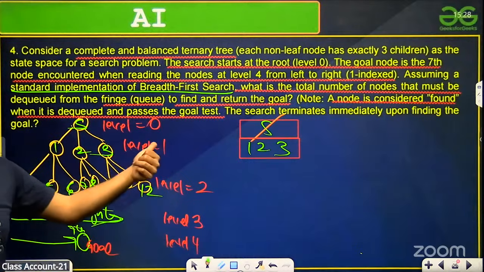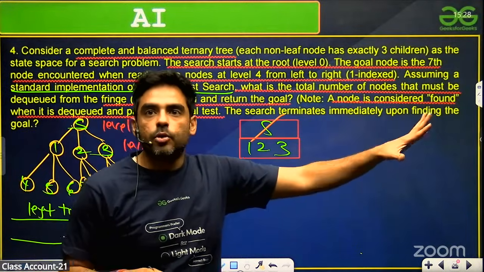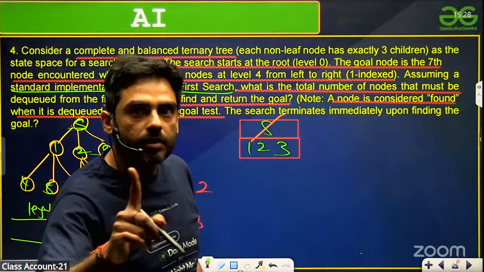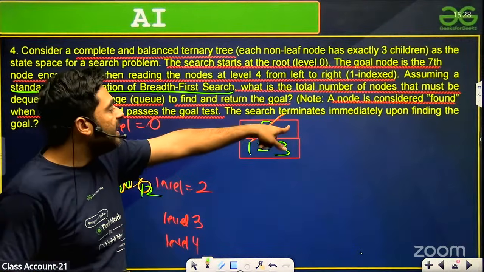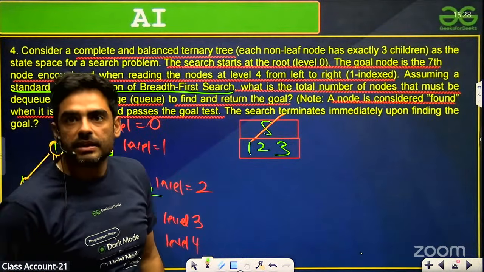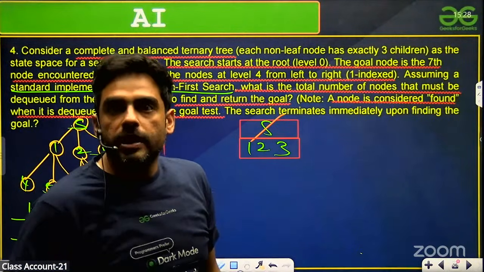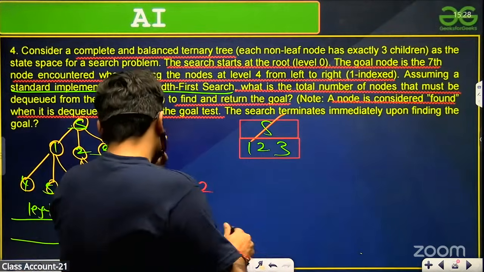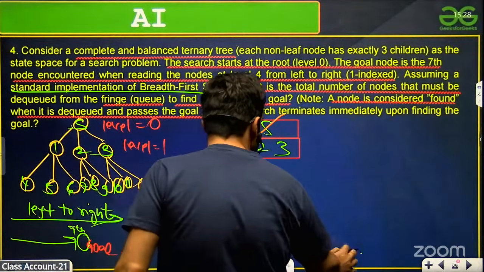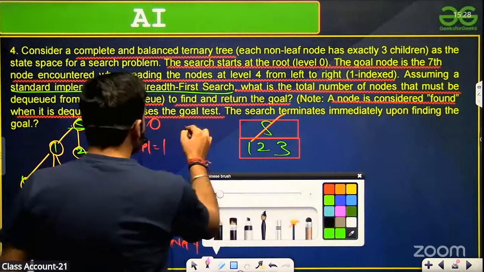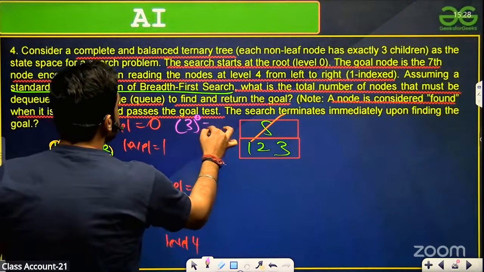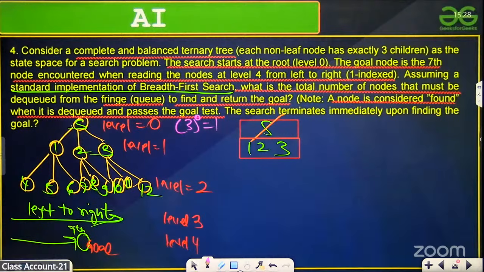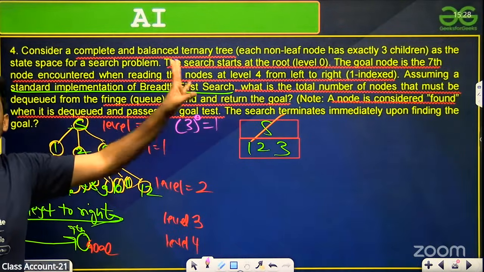Now here I have to explore the nodes from left to right. Now at level 0, how many nodes did I explore? I explored only a single node. So I can say I explored 3 to the power of 0 nodes, that is a single node.